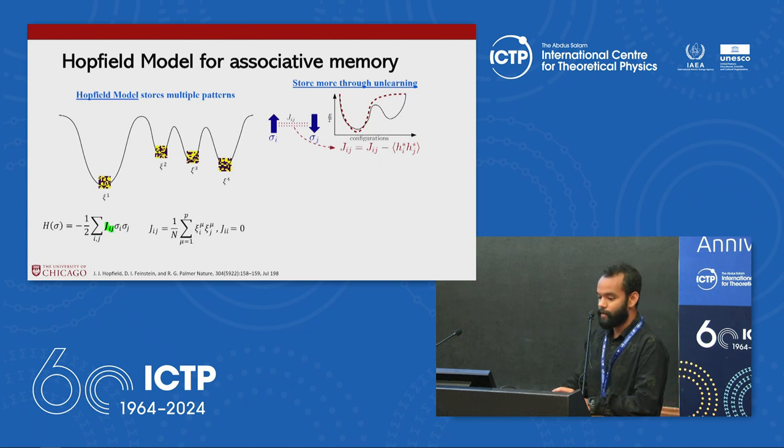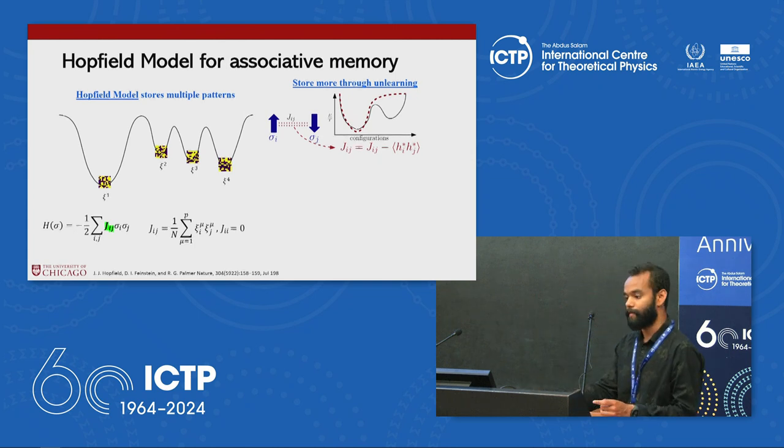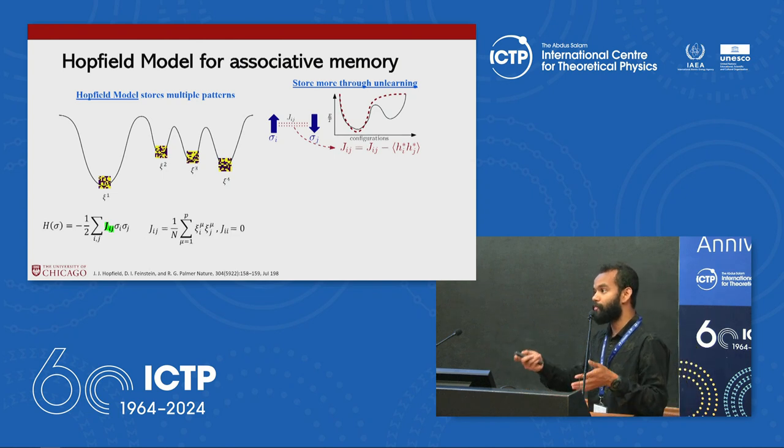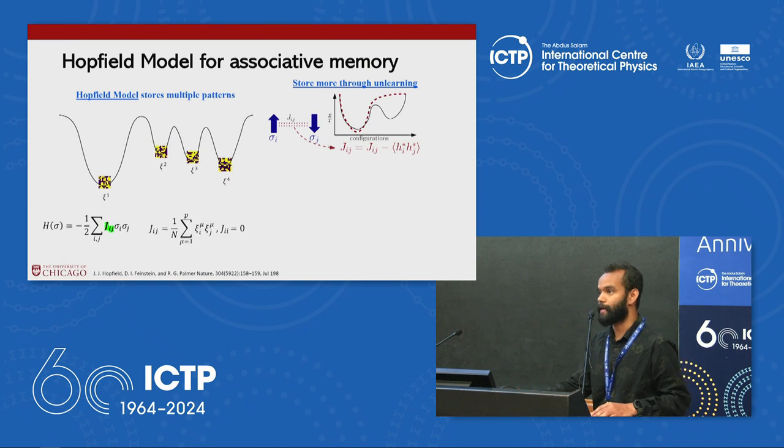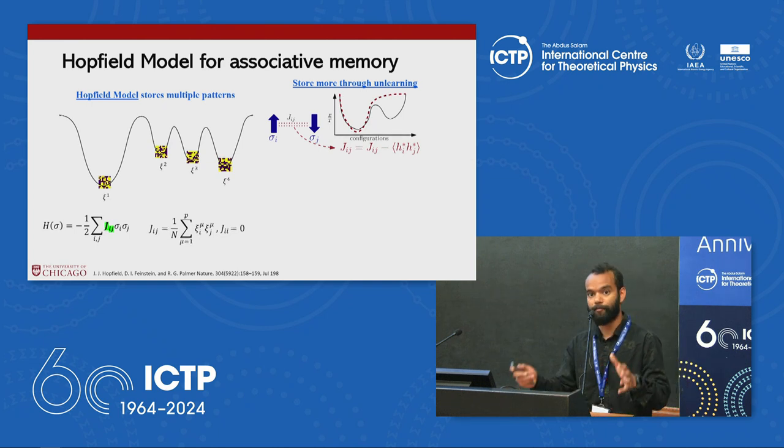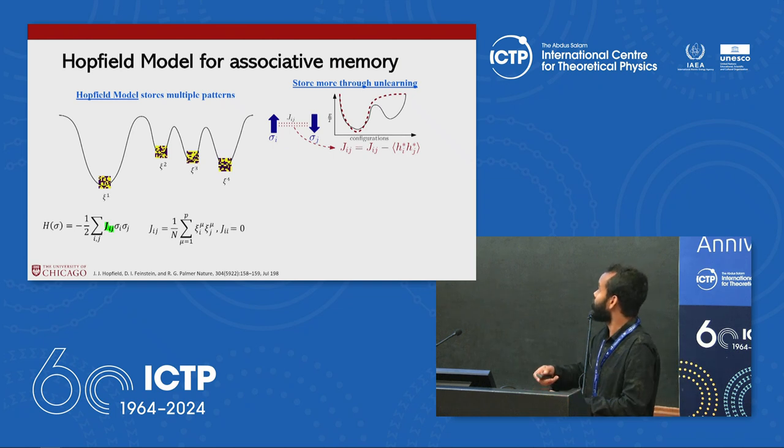Now, in this nice paper by Hopfield again, he showed that you can store more patterns by something called unlearning, as in you store the patterns that you want to store, and then you try to forget the patterns that you do not want to store, the spurious minima in your system. And you go about doing it by raising the energies of the spurious minima. In this case, for instance, this region is something that you don't want to store and you don't want the system to get attracted to, so you raise the energy of this in the following fashion.